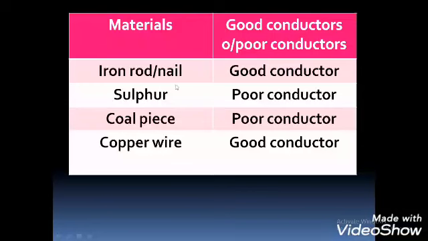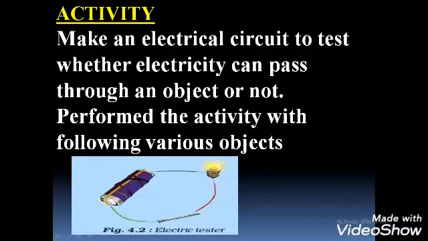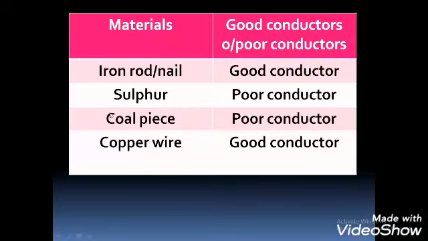When we used sulfur instead of the iron nail, what happens? The bulb does not glow. So we can say that sulfur is a poor conductor, it does not conduct electricity. In the case of a coal piece, it does not conduct electricity either, it is a poor conductor. But when we use copper wire, it will conduct electricity. So we can say that this iron rod and copper wire are metals and they are good conductors of electricity.